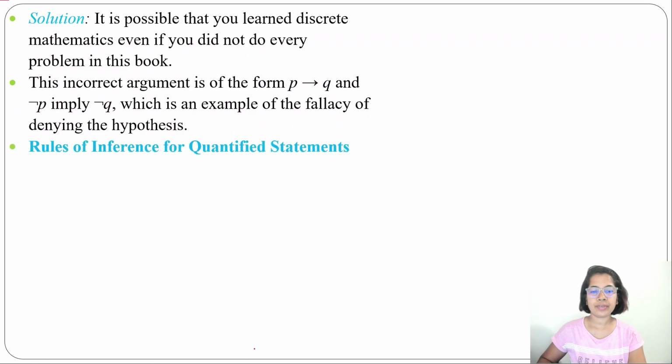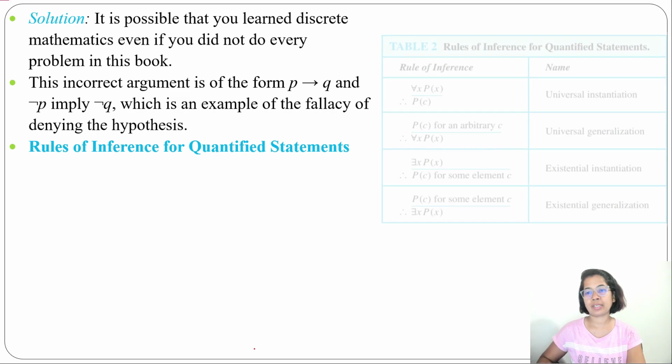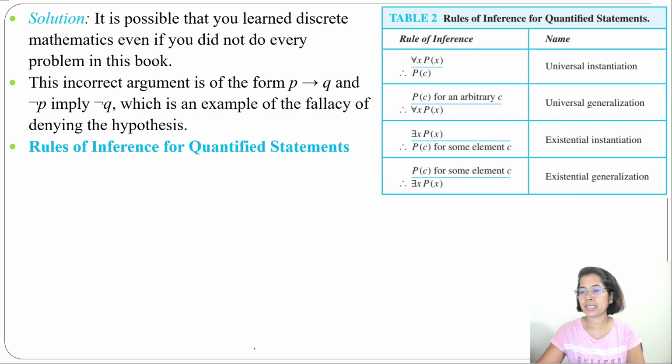Let's discuss rules of inference for quantified statements. I already discussed rules of inference for propositional logic involving and, or, implication. Here I will discuss rules of inference including the universal quantifier and existential quantifier. So the first rule of inference is universal instantiation.